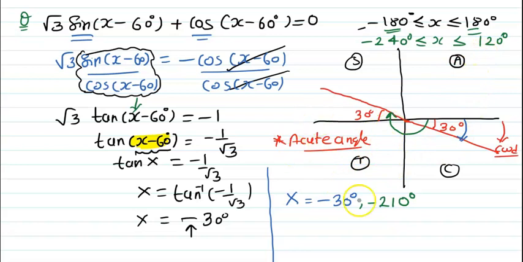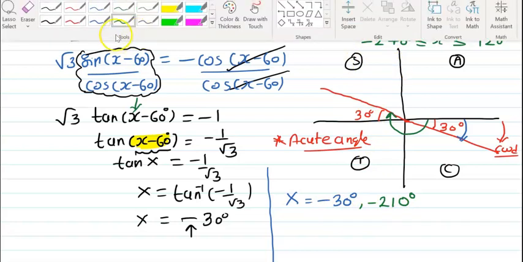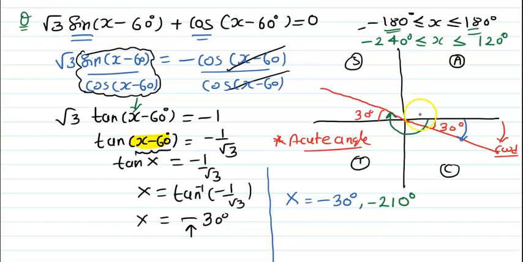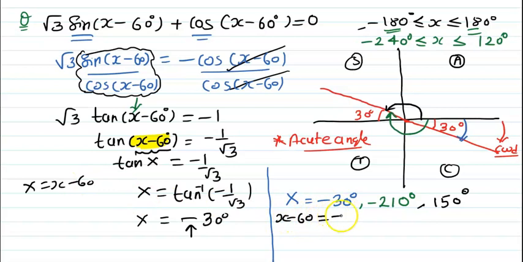Okay. Now, we have already got minus 30 and minus 210. So that's okay. Now, if we are moving in a positive direction, see my black ink, our first value will be 180 minus 30, that is 150 degree. Okay. So our capital X is x minus 60. So put this here: x minus 60 equal to minus 30, minus 210 and plus 150 degree.